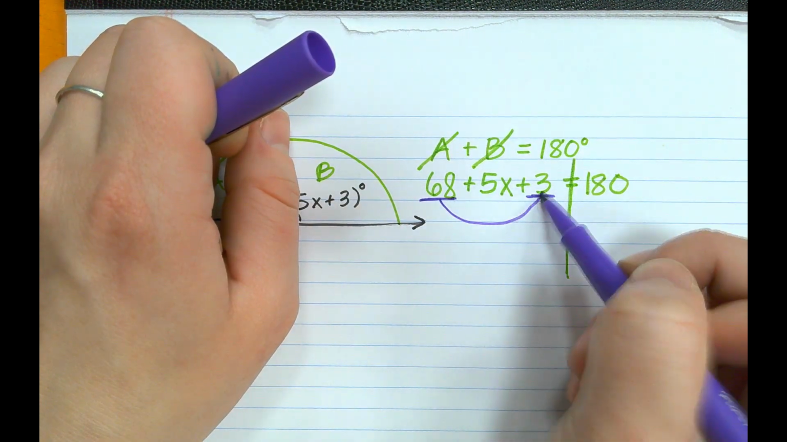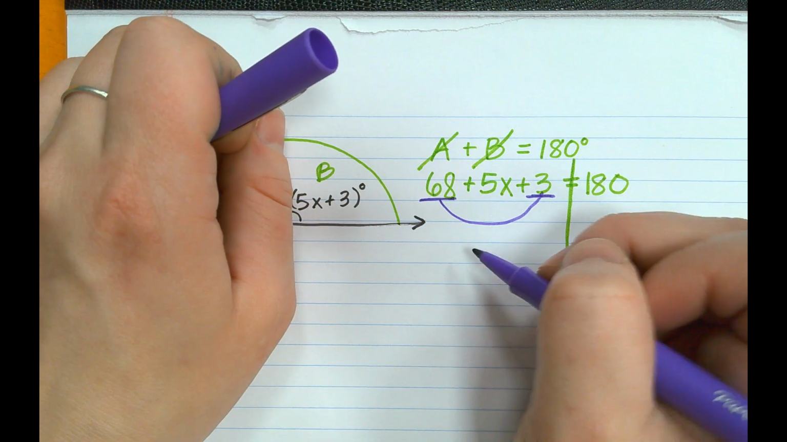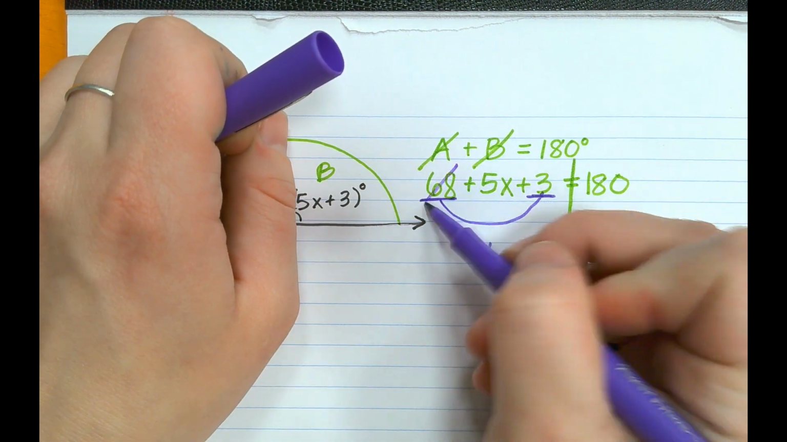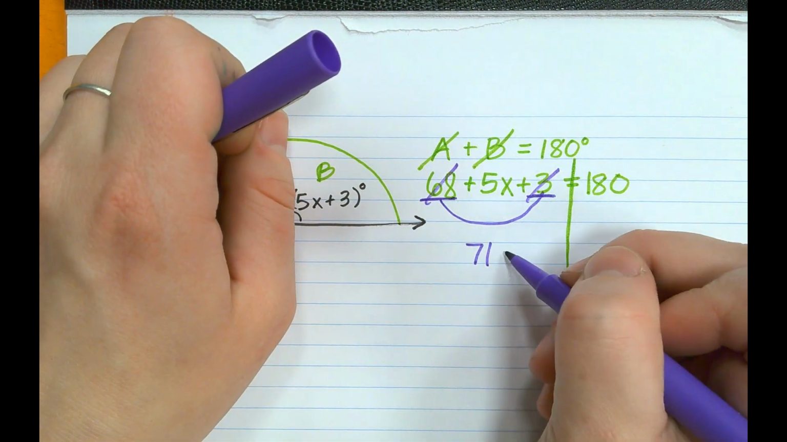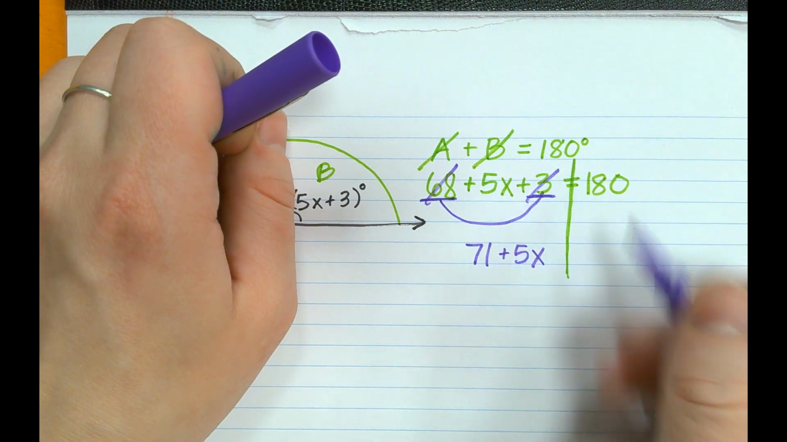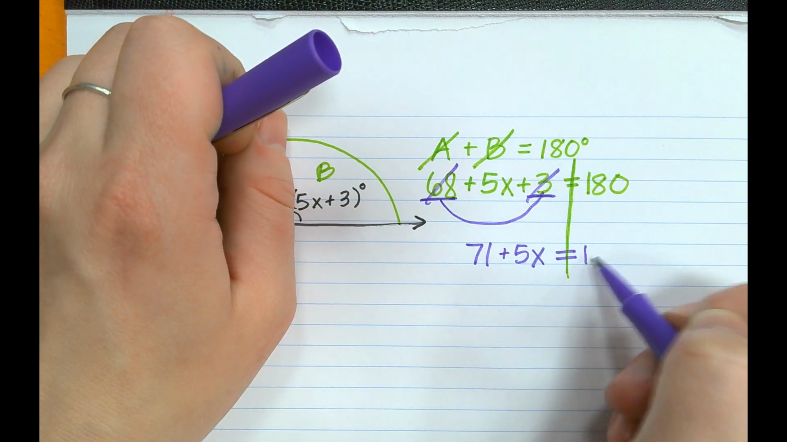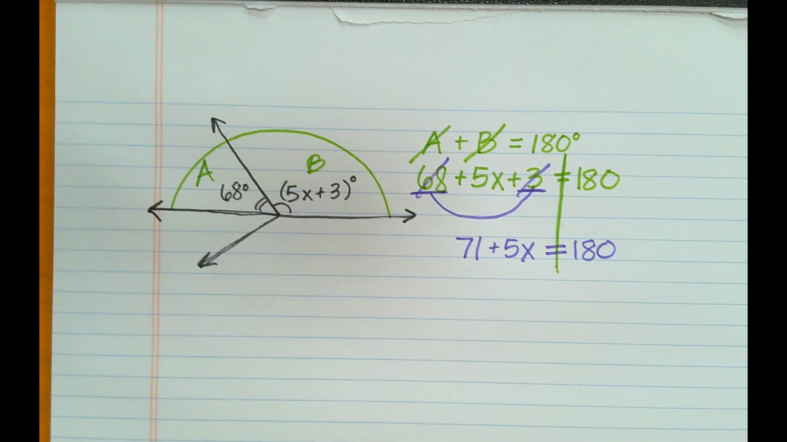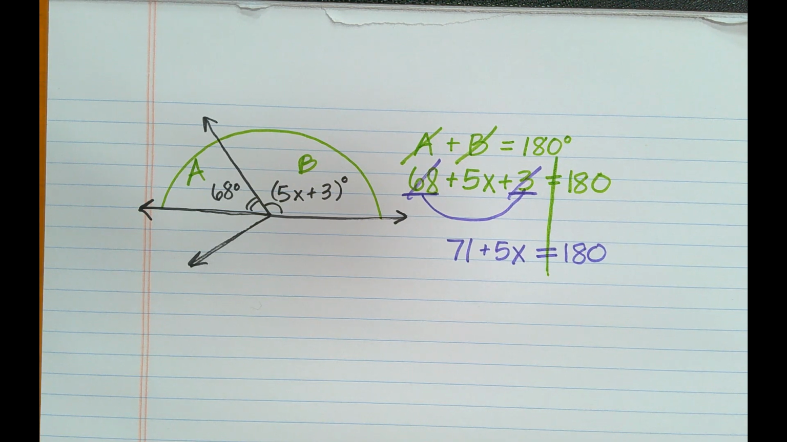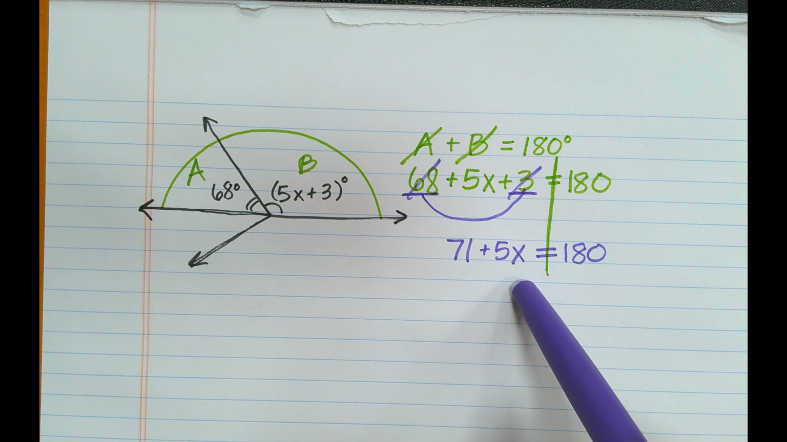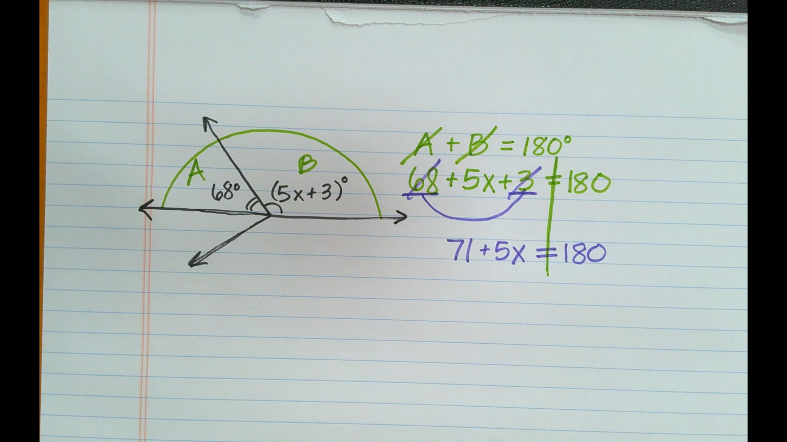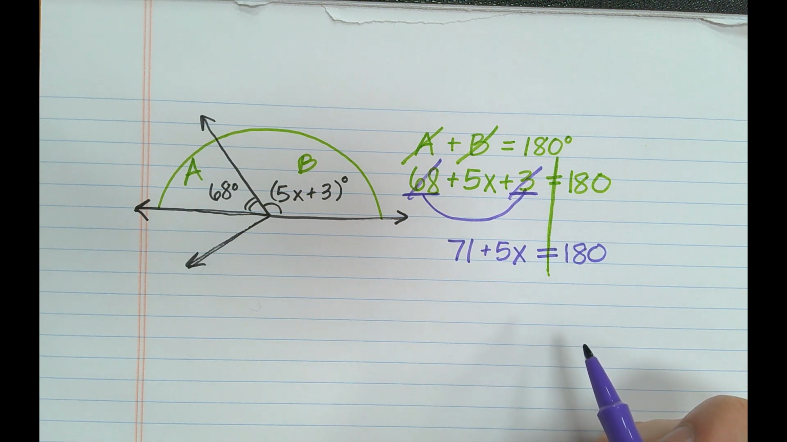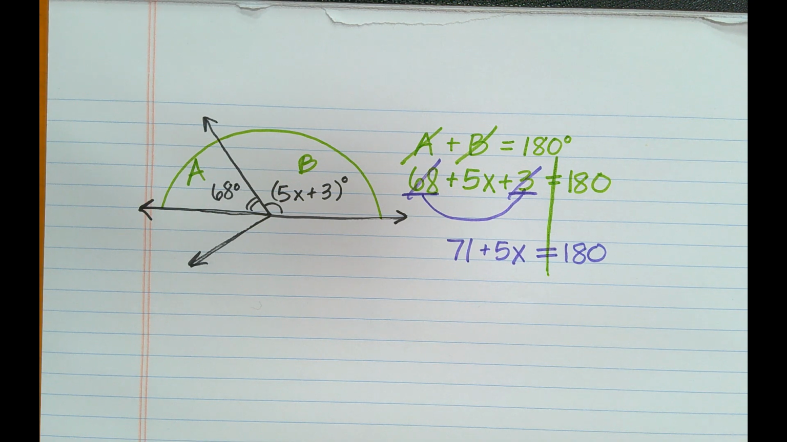What is 68 plus 3? 71. Yeah, 71. So I've got 71. Get rid of those. And I still have plus 5x equals 180. And now we're to this point. Is anybody confused about how we got here? Feel good? Everybody feel good? Good. Okay.